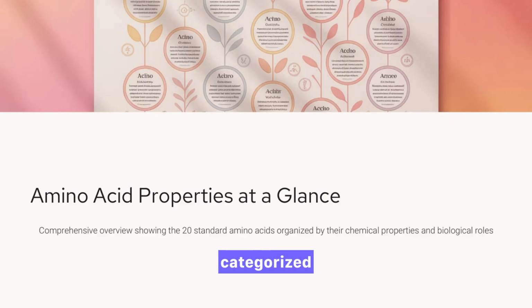Amino acids are categorized by their chemical properties: nonpolar, polar, acidic, and basic. Nonpolar amino acids like glycine and alanine are hydrophobic, while polar ones like serine are hydrophilic. Acidic amino acids, such as aspartic acid, carry a negative charge, whereas basic amino acids like lysine are positively charged. These properties influence protein structure and function.